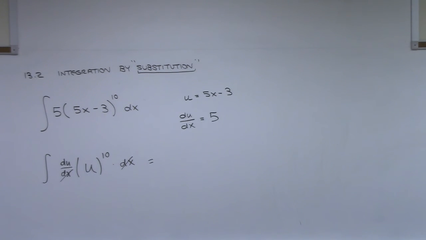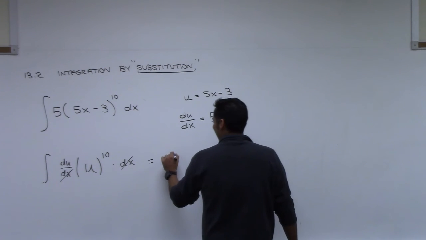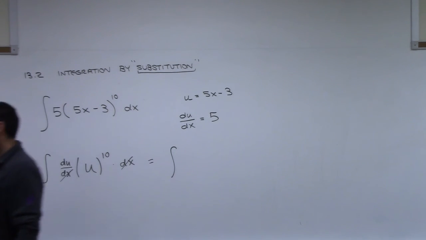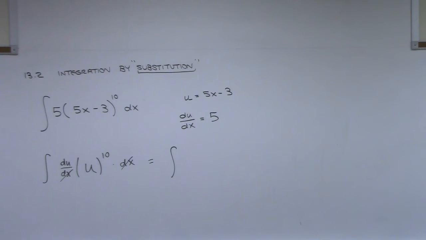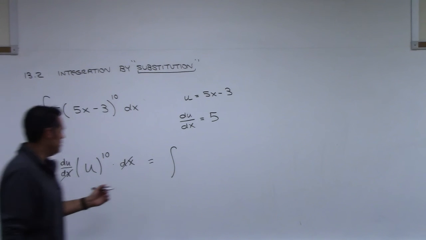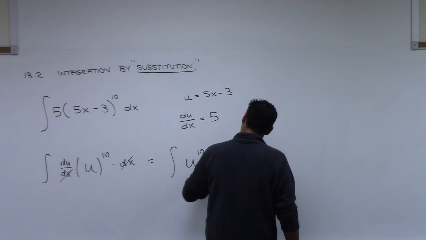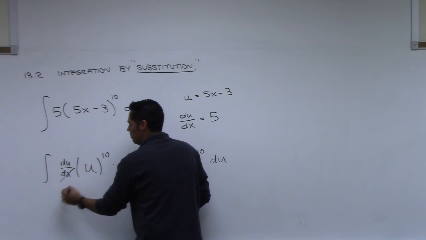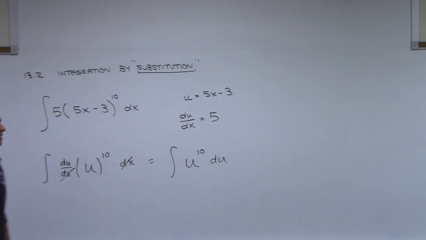Okay, so what happens now? Now we have to find the final result. Let's rewrite it. What's the final term? Okay, so what is that rewritten? u to the 10th, du, that's it? Right? So the dx is canceled, we got u to the 10th, du, and now what?